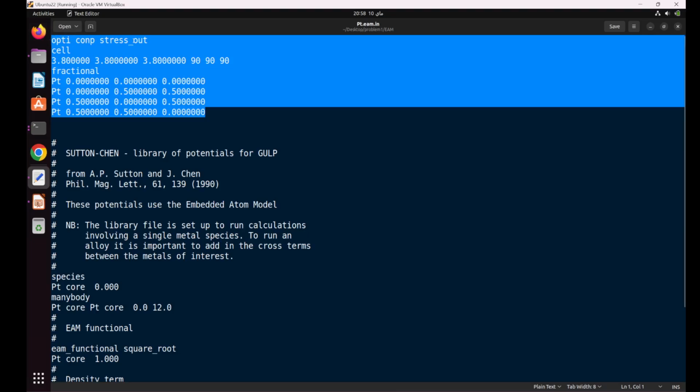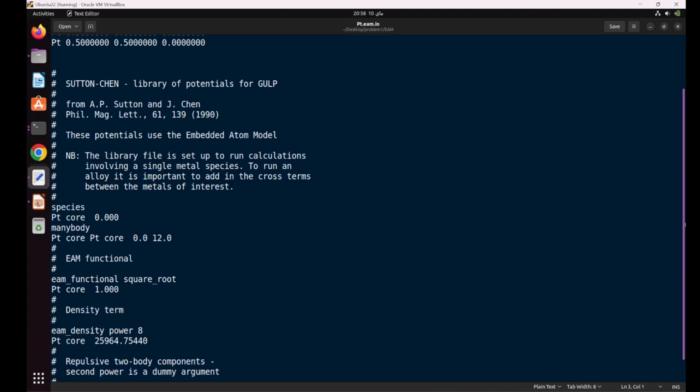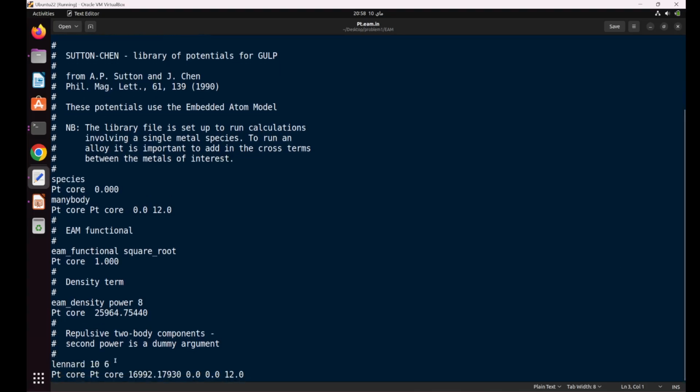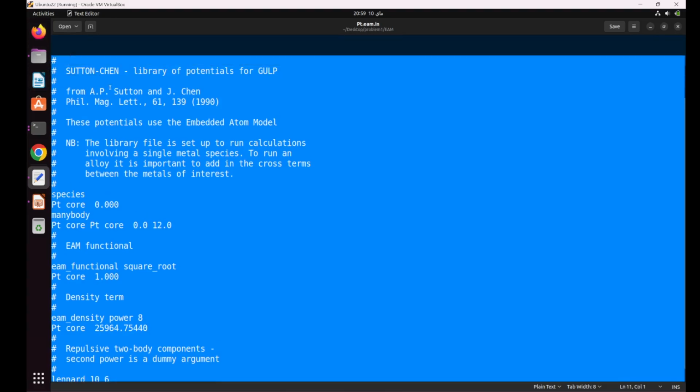Optimization, constant pressure, stress out. This is the initial guess for the lattice parameter, and these are the coordinates of the atoms. But the new thing is this block, for the Sutton-Chen embedded atom method model for platinum.